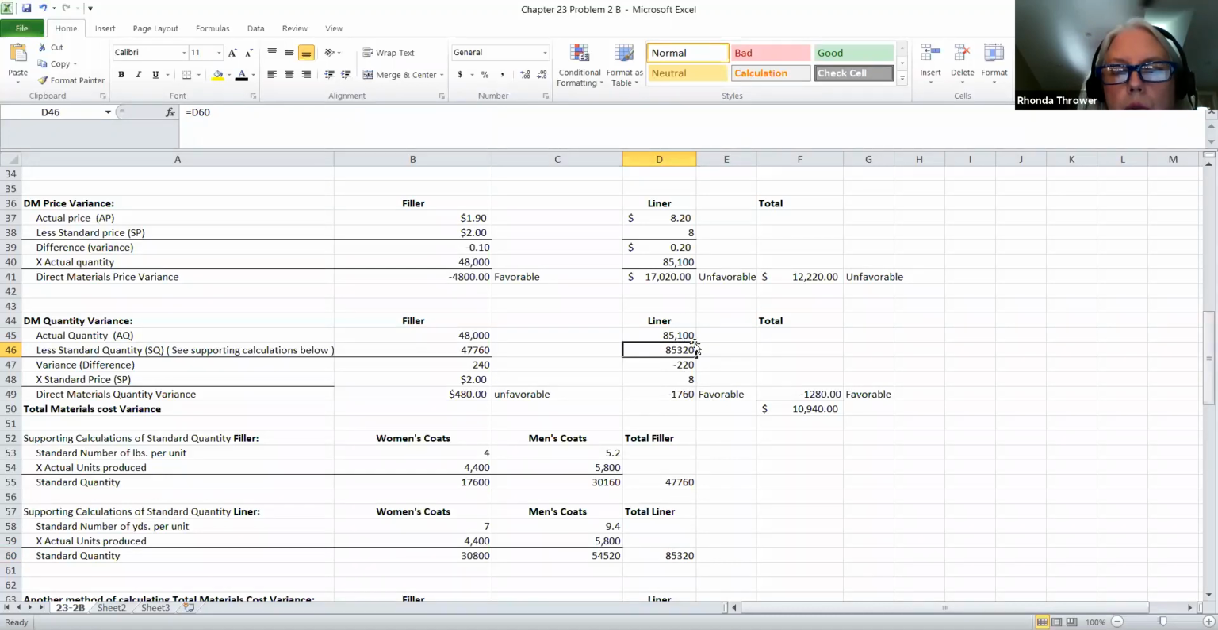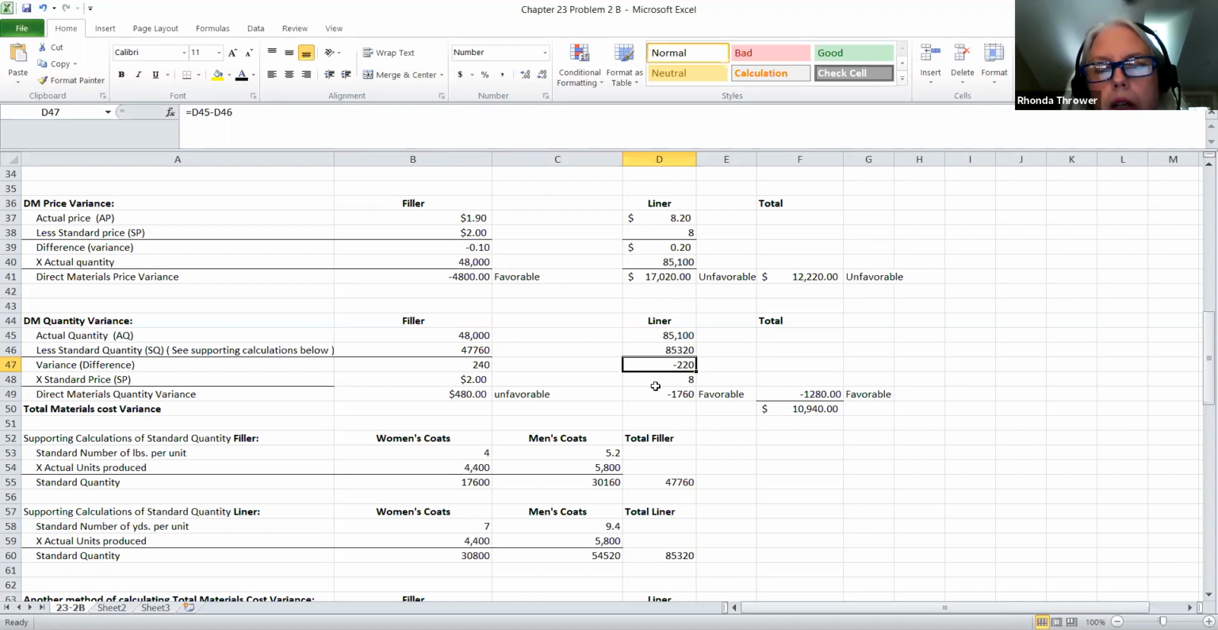Since our actual was less than our standard amount, we have a favorable variance. We have a negative amount, which is a favorable variance. Our actual quantity was less than what we budgeted for, so the amount is favorable. Anytime it's favorable, you have to put a minus sign in front of the favorable amount in Cengage. So that's just a little hint that will help you.